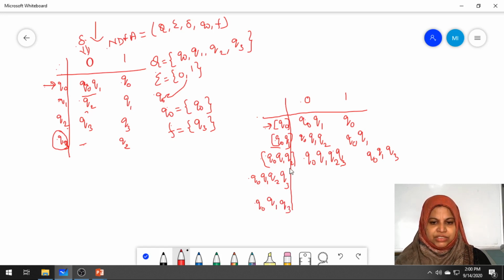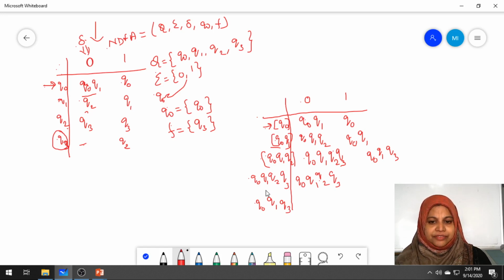This is one more state. Now apply 0, 1 input on q0, q1, q2, q3 state. q0 on 0 is q0, q1. q1 on 0 is q2. q2 on 0 is q3. q3 on 0, there is no transition, since we are applying 0 input on q3. So, just leave it.